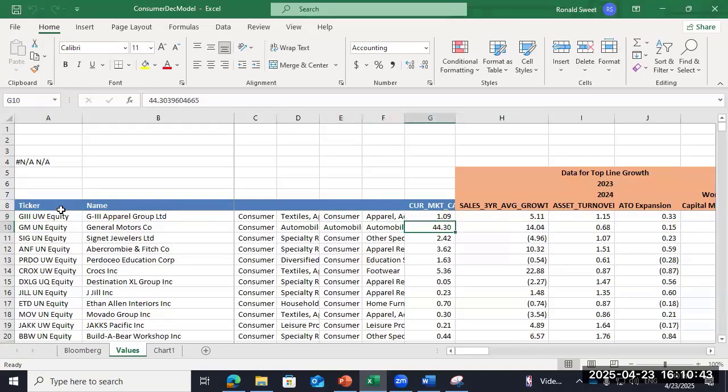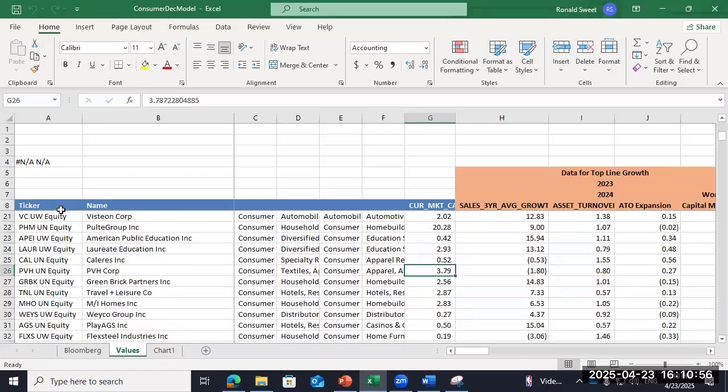Here's the companies. Some of you know, like General Motors. Some of you probably never heard of, like Jill. Have y'all heard of Jill before? No telling what Jill does. It's apparel, retail, some really small companies, some larger companies.